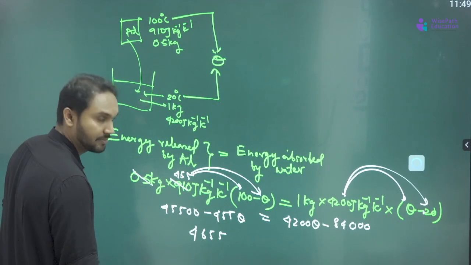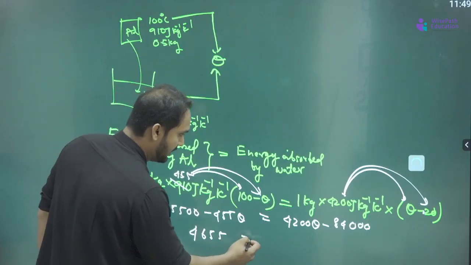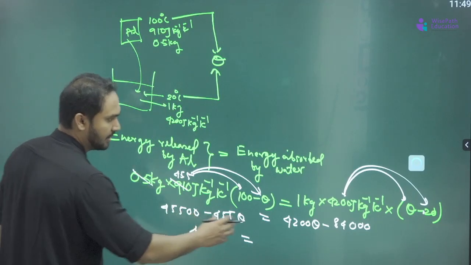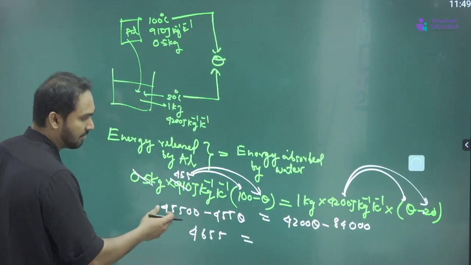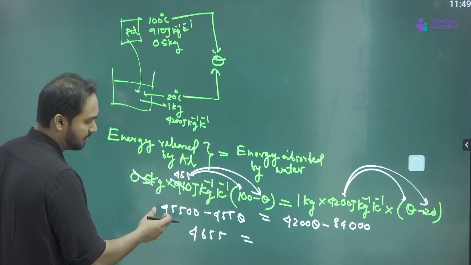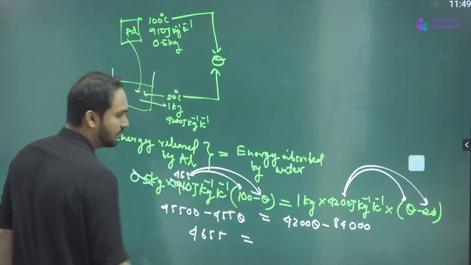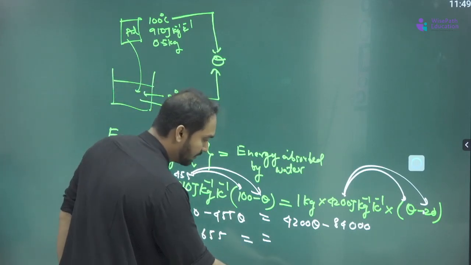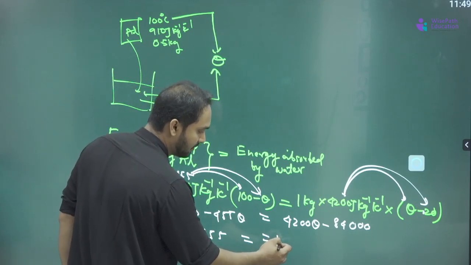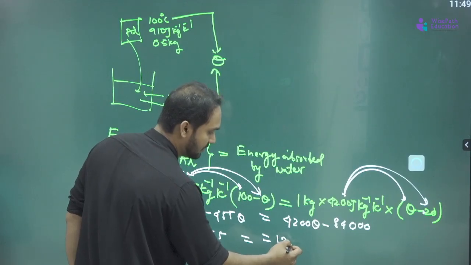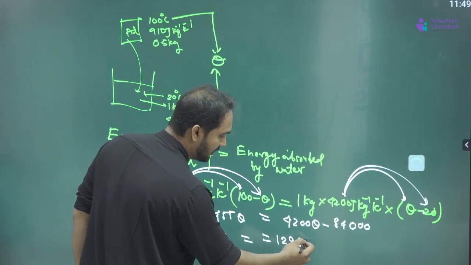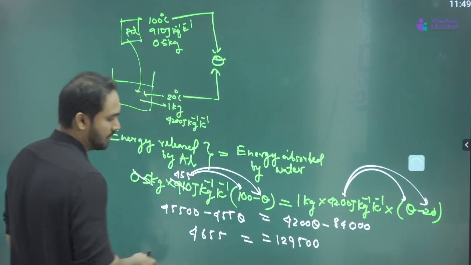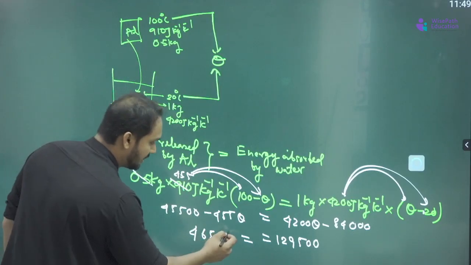Yes, this much, right? Equals, take this minus value to here, that will be 45,500 plus 84,000. Can somebody tell me? You tell in numbers. 1, okay, 500. Now you have to find the theta, right?